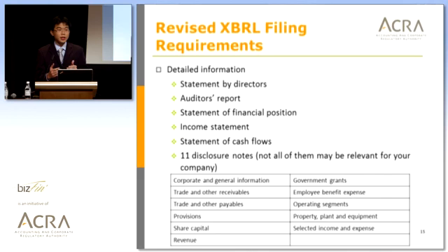There will also be detailed information which you need to provide within the primary financial statements, like the statement of financial position, the income statement, as well as the statement of cash flow. For these three primary financial statements, you need to provide the value of the individual line items within these statements to us according to our template. And at the same time, there are the 11 disclosure notes which I mentioned earlier, which you need to provide to us if these disclosure notes are present within your financial statements. The 11 disclosure notes chosen are corporate and general information, trade and other receivables and payables, provisions, share capital, revenue, government grants, employee benefit expense, operating segments if you are a listed company and you are disclosing it, property, plant and equipment, and the selected income and expense.